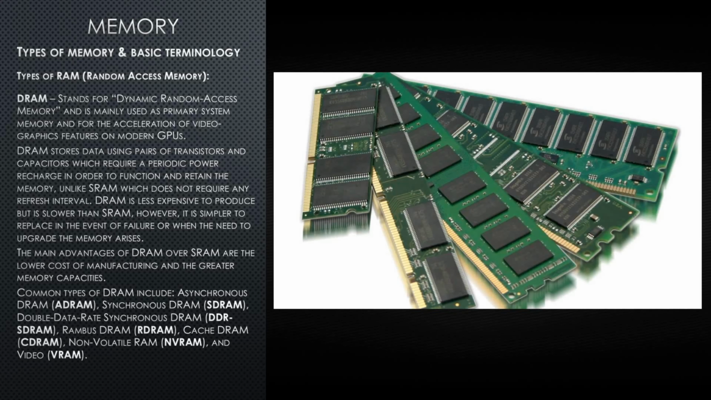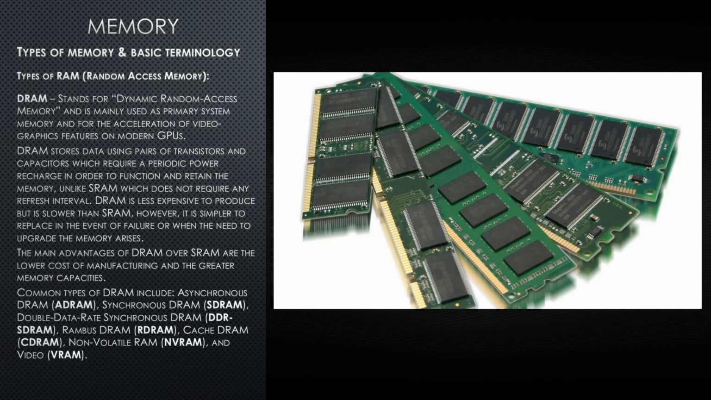Now let's talk about DRAM. DRAM stands for Dynamic Random Access Memory and is mainly used as primary system memory and for the acceleration of video graphics features on modern GPUs. DRAM stores data using pairs of transistors and capacitors, which require a periodic power recharge in order to function and retain the memory, unlike SRAM, which does not require any refresh interval.